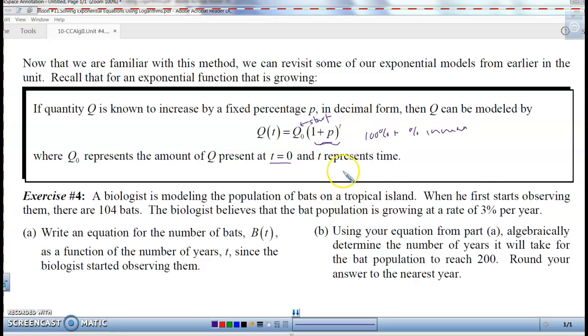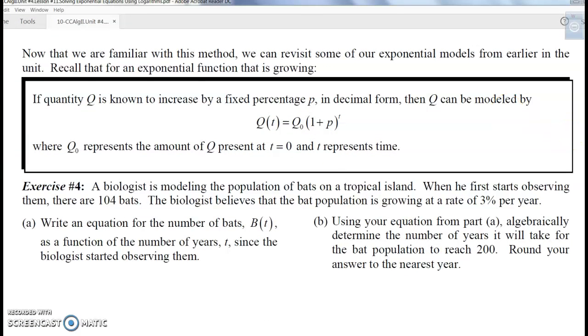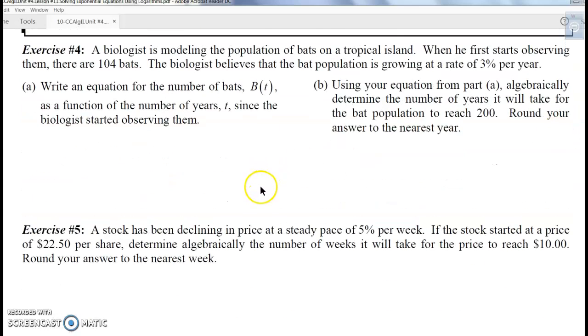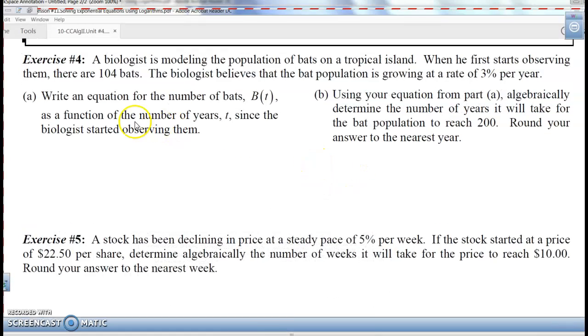So let's take a look at this using the exponential models to solve the equation. A biologist is modeling the population of bats on a tropical island. When he first starts observing them, there are 104 bats. The biologist believes that the bat population is growing at a rate of 3% per year. So if we know that, write an equation for the number of bats, B of T, as a function of the number of years T since biologists started observing them.